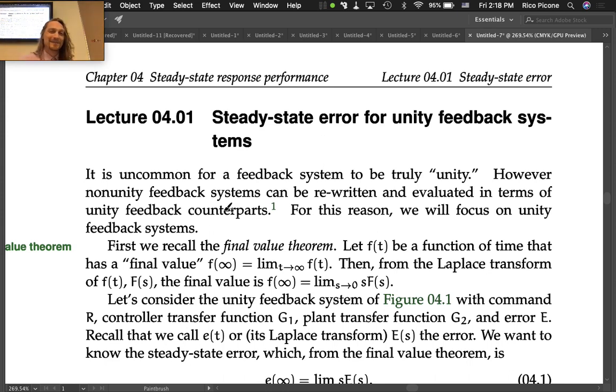Still remember it sucks. Okay, lecture 4.1, steady state error for unity feedback systems. This is the only lecture in this chapter, so we're going to learn all about steady state error in one lecture. It's that good, this lecture, so pay attention.